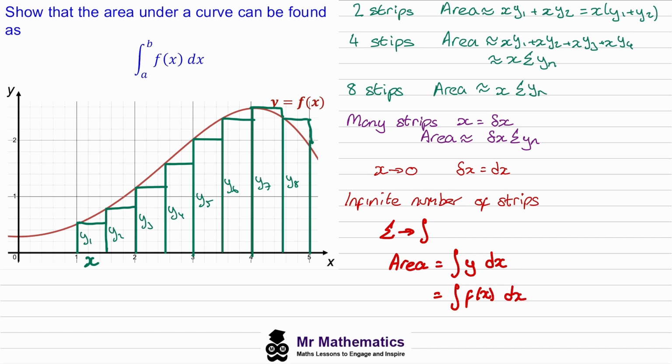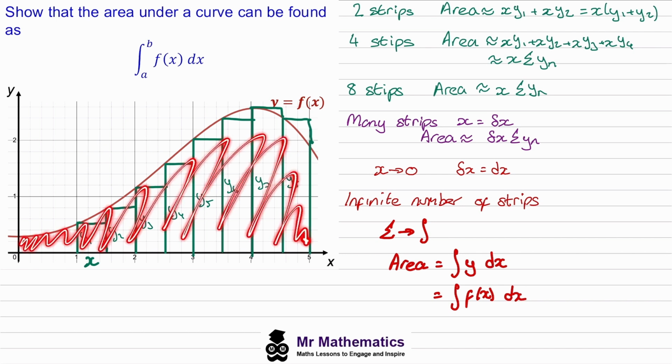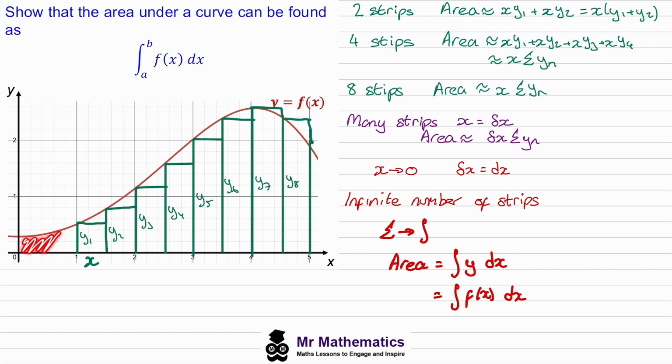And now to consider our limits. If we're looking at the area up to x equals 5, then we consider all of this area. But between 0 and 1, we need to take away this area. So we're left with the area under the curve between x equals 1 to x equals 5. So this is how we can use integration to find the area under a curve between two limits. Okay? So I hope that's given you an idea on where this formula comes from. In the next question, we're going to use this equation.